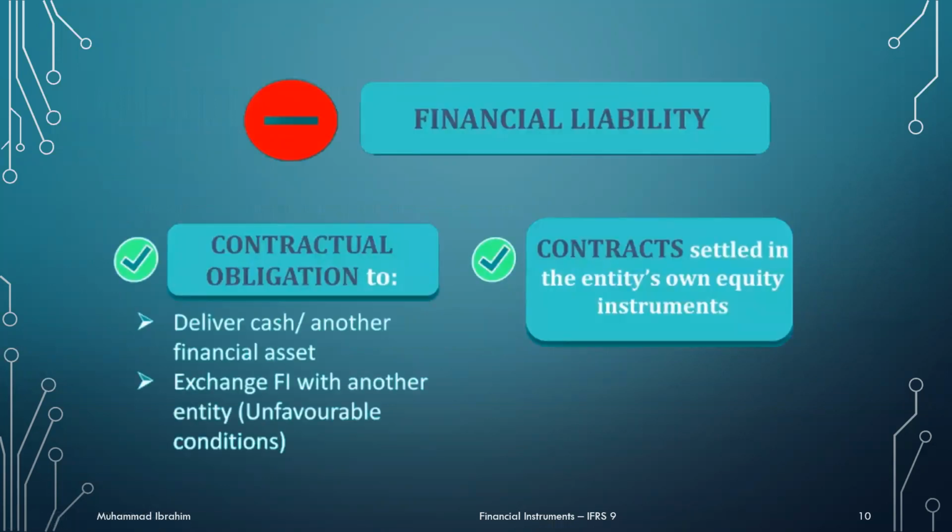For an easy understanding, just understand this: a financial liability is any contractual obligation to deliver cash or exchange financial instruments with an unfavorable condition, meaning a loss condition, then there is a liability. And any contract settled in an entity's own equity instrument, that means you're obliged to deliver some equity instrument at a future date or a current date through a put option, then there is a financial liability.